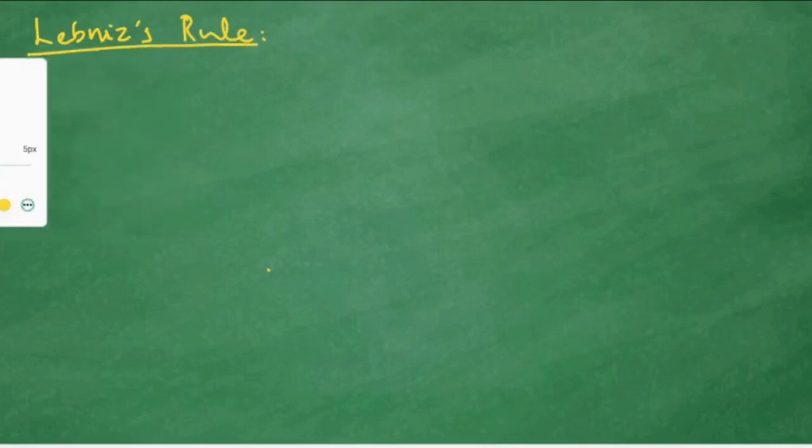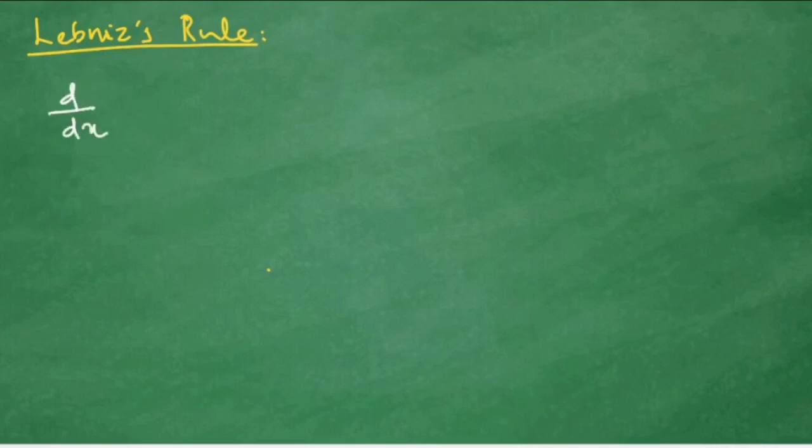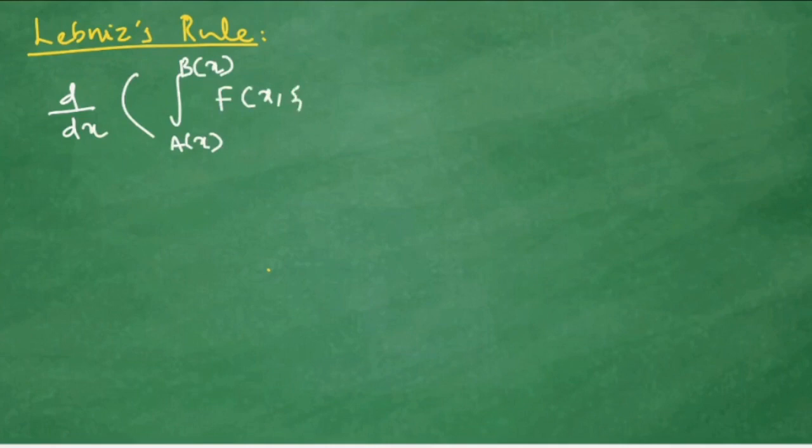Leibniz rule of differentiation. It is actually the formula for finding the derivative of an integral where the upper limit and lower limit are functions of x, and f is a function of x and another variable, let it be theta. So f of x, theta, d theta, and the upper and lower limits are a of x and b of x. Suppose we want to find the derivative of this one.